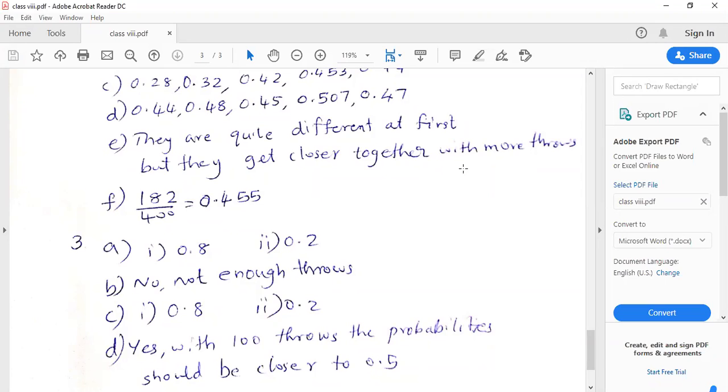For tomorrow's lesson, I think there is no maths after tomorrow. So you have to keep your graph book also. Maybe we need it. Okay, so just keep it aside.